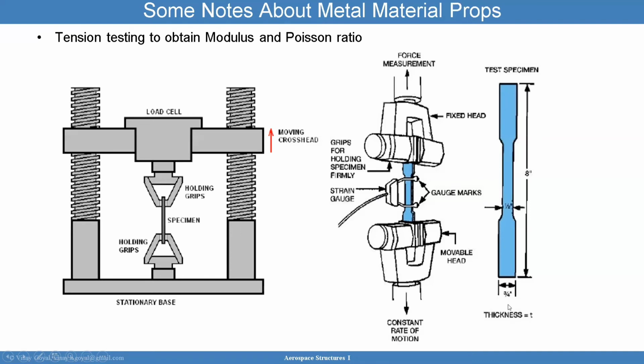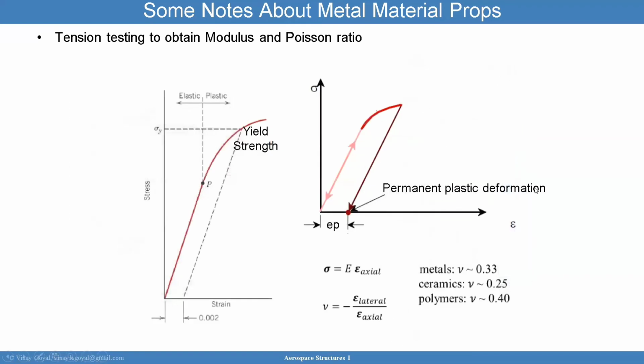curve. Typically, it will look like this, a specimen 8 inches long, ½ inch in diameter. Typically, that's what it will look like. And then towards the grips, 3/4 of an inch diameter. And what we're trying to do is drive the failure towards the center. The tension testing is then performed to obtain modulus and Poisson ratio.